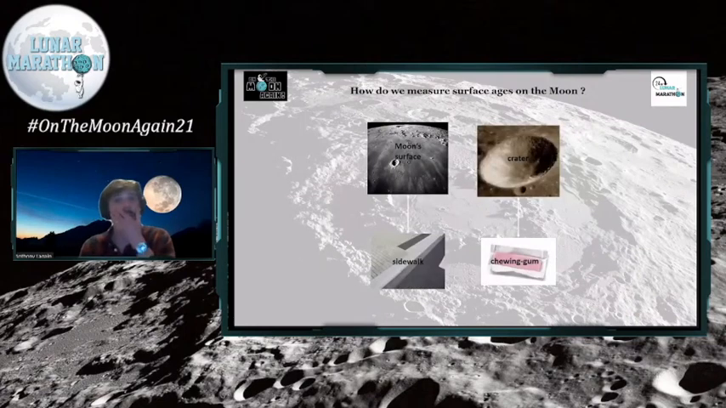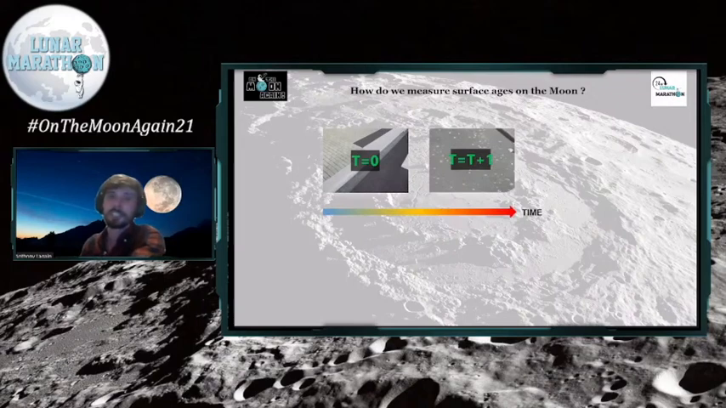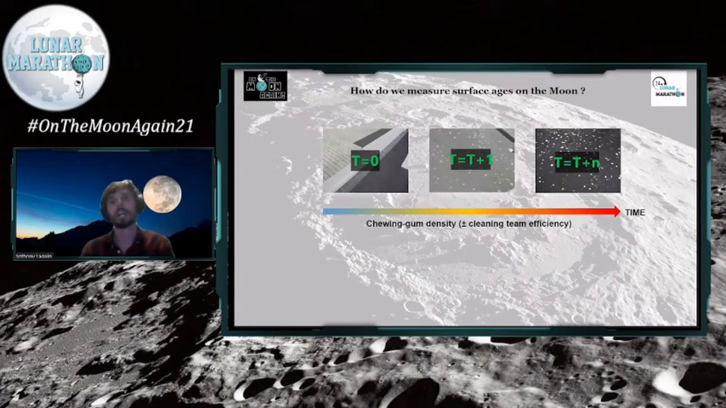So let's make a simple analogy. We're going to replace the moon surface by a sidewalk and impact craters by chewing gums. And now let's assume that a fresh sidewalk looks like that when it has just been built. And then people start walking on it, and because they are not very polite, they throw their chewing gum on the ground, and the number of chewing gums on the sidewalk, or the density of chewing gum, increases through time.